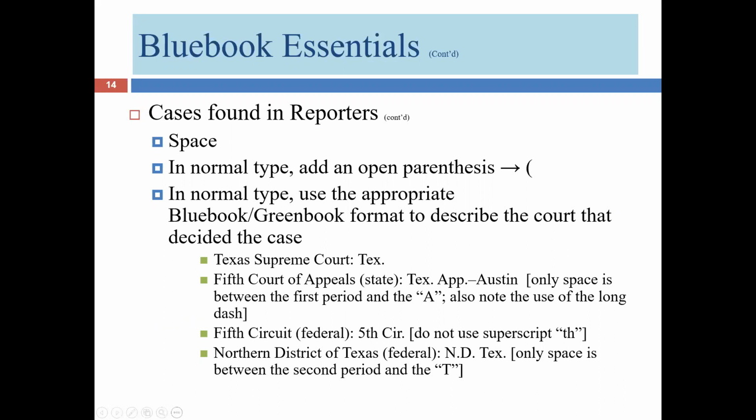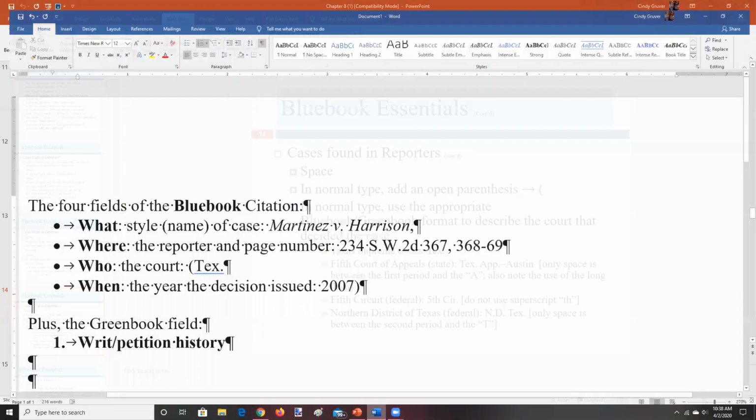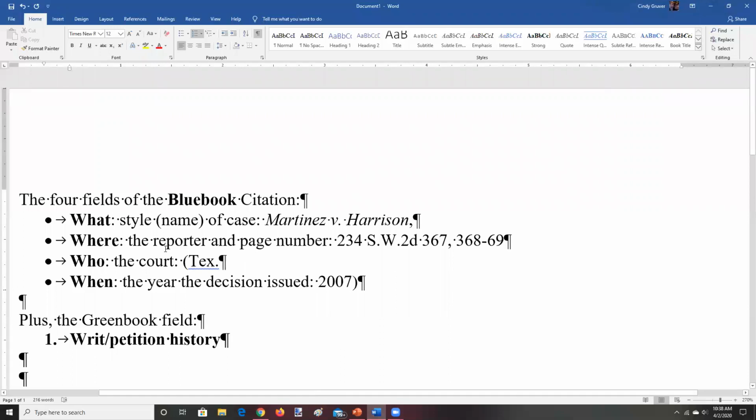Before we get started, though, I'm going to go to a Word sheet and just do a little refresher. We have 4 fields that we're focusing on in Bluebooking. The first field is the what field. That gives us the name of the case. And typically it's going to be in the format of, for example, Martinez versus Harrison. And there's going to be a comma telling us we're done with the what field.